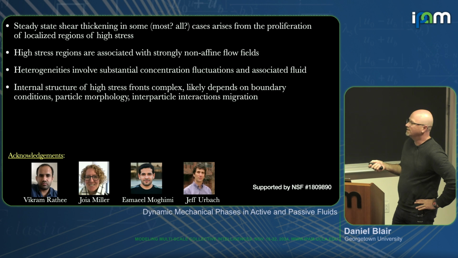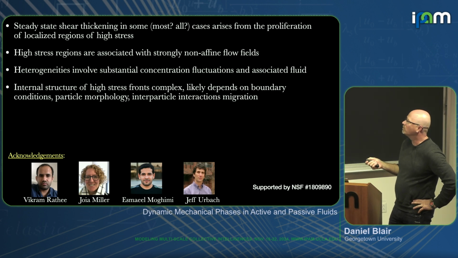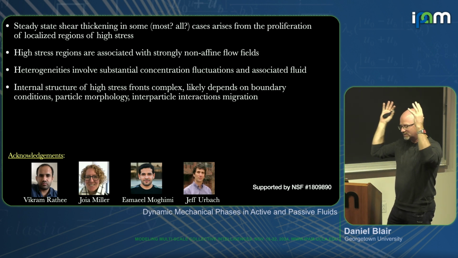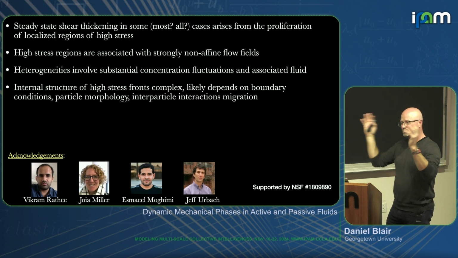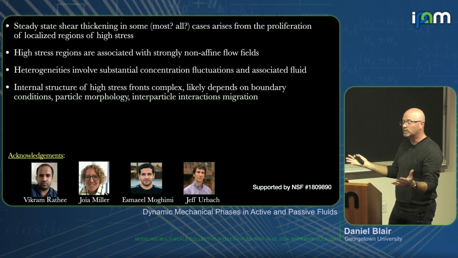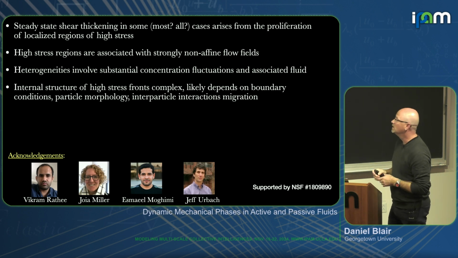Shear thickening in most cases, and we actually think all cases, arises from the proliferation of these localized regions of high stress. It is really a local behavior. The high stress regions are associated with strongly non-affine flows. So the material itself has to conform to the local stress state, but it has a hard time doing it because it wants to solidify. Imagine throwing a solid object into a pile of runners on the Tour de France: all of a sudden there's a car in the middle of everybody and it stops. What do you do? You've got to conform to your local stress state.